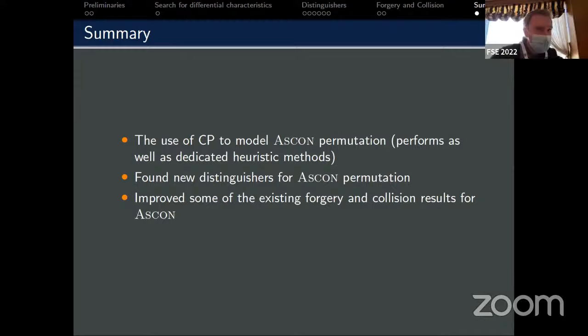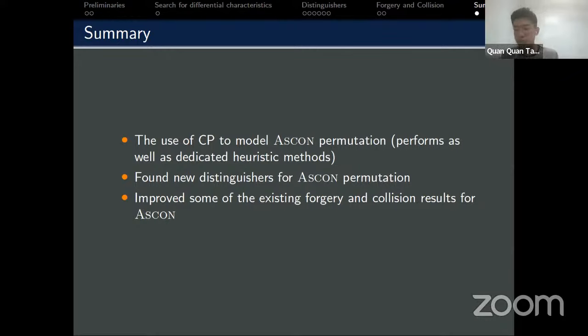Thank you for the talk. Does anyone have a question? No? Online? No? So why did you choose a CP solver instead of SAT or MILP ones?